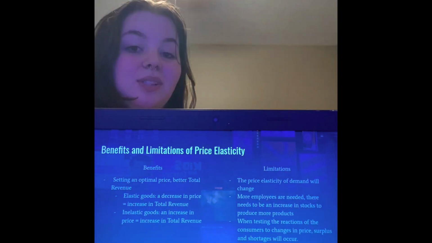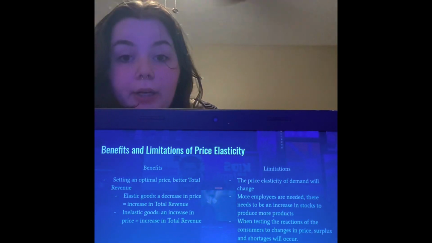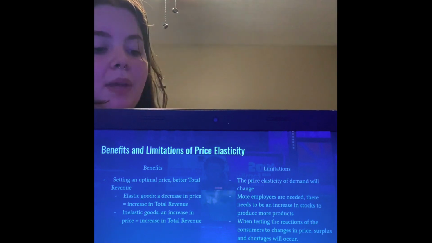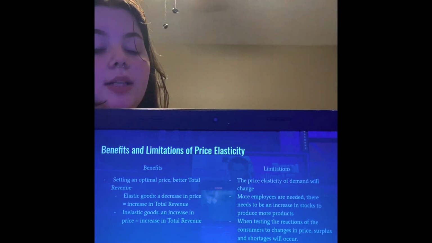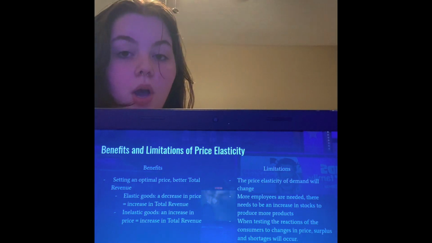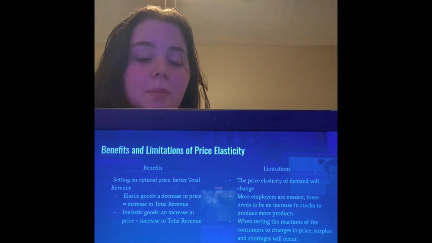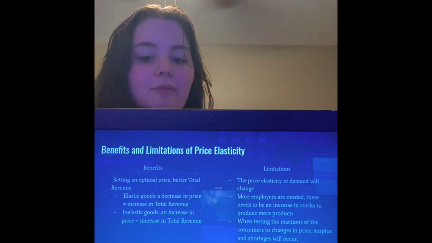Okay, so some benefits of this are that you are setting an optimal price, which leads to better total revenue. Basically, for elastic goods, a decrease in price leads to an increase in total revenue, and for inelastic goods, an increase in price leads to an increase in total revenue. So no matter what, basically, you're getting an increase in total revenue.